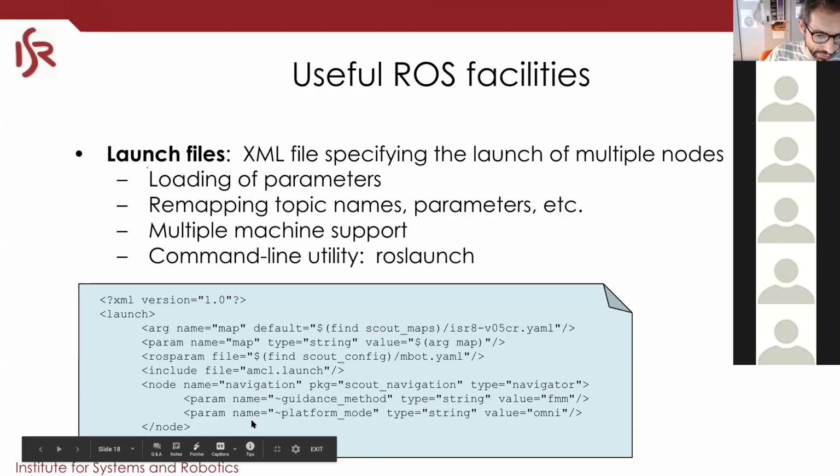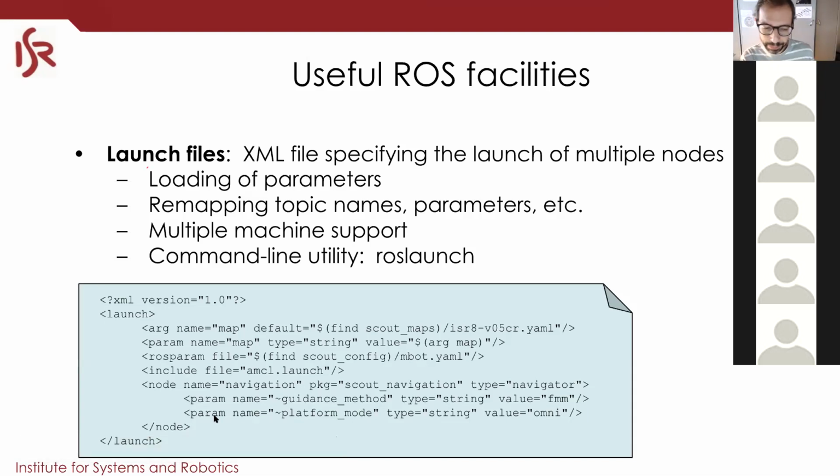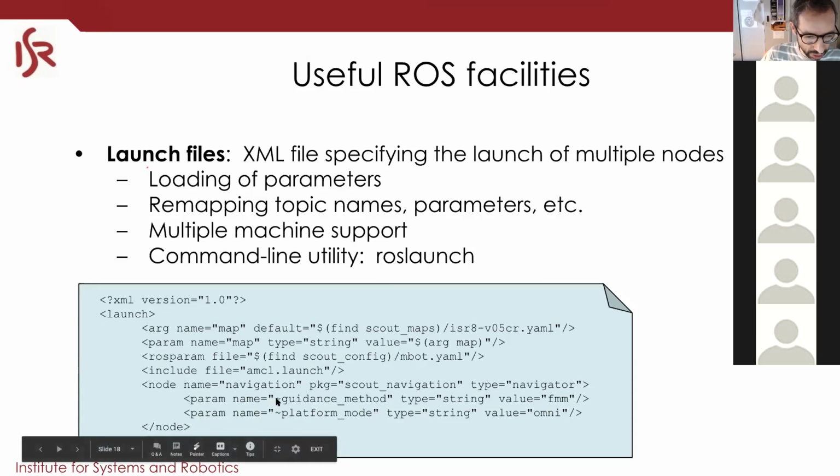Okay? And then here we have some parameters. These are parameters private to this node. You can have different nodes with different parameters if you want. And so the notation is to use this tilde to specify a private parameter, type, string, and value. Just to specify that I want to use fast marching as a guidance method, and the platform is an omnidirectional platform. Okay. And this is it.